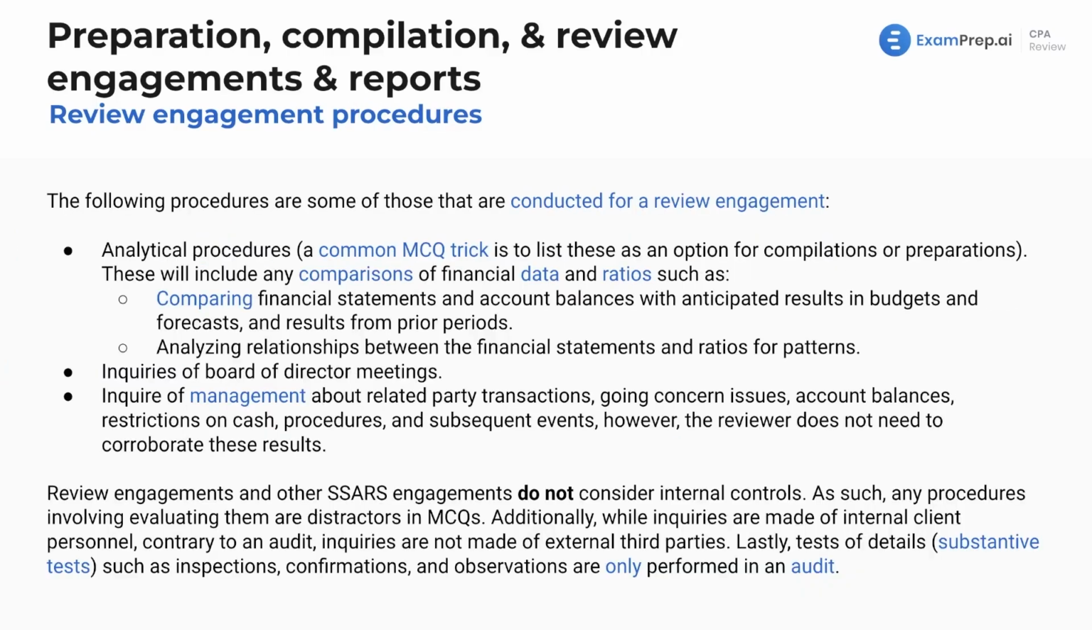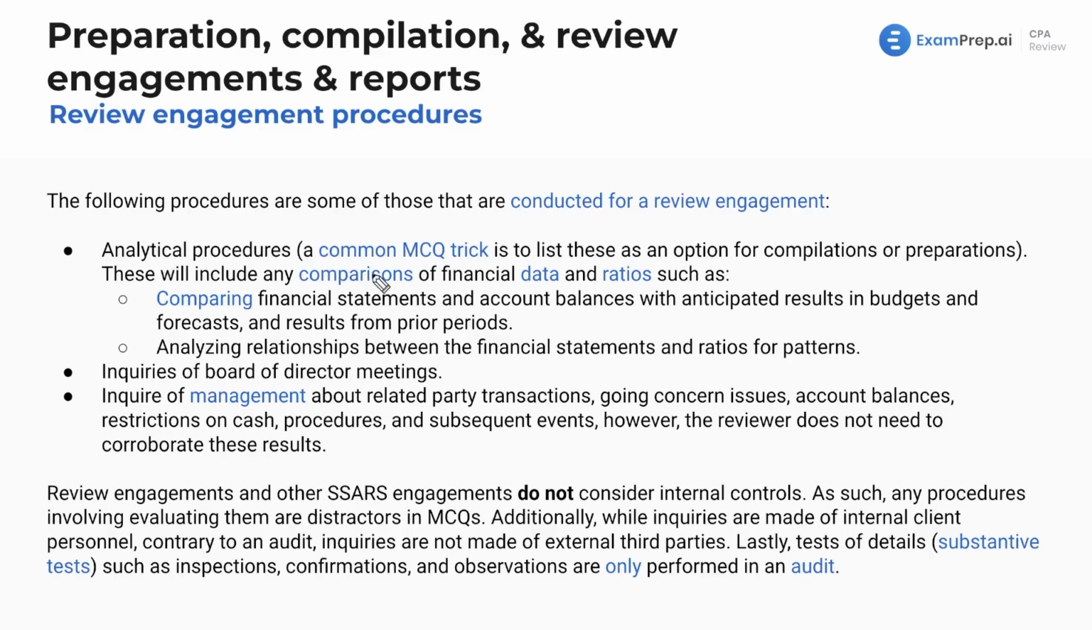Here are the following procedures that are going to actually be done during the review engagement. As I said, we're not actually doing substantive procedures. So what the heck are you actually doing? What are you doing with your time? What are you actually getting paid for? Well, in this case, you're going to be doing analytical procedures. Now, as I mentioned here, a common trick for multiple choice questions is to list these as an option for compilations or preparations, and that's not the case. You're doing analytical procedures for reviews. You're not doing these for compilations or preps.